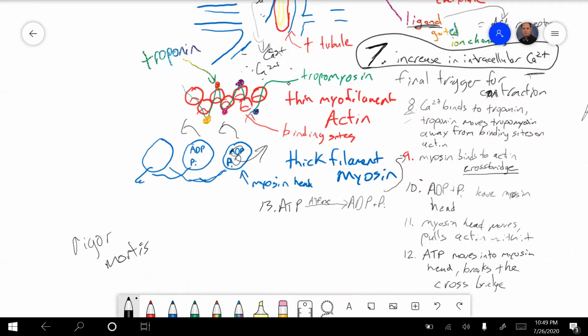Now what? There's no ATP. ATP breaks the cross bridge, but you're super dead. And when you're dead, you're not making any more ATP. So without that ATP, there's nothing to break the cross bridge. So it forms and it stays there until decomposition damages the fiber enough that you can move it again.